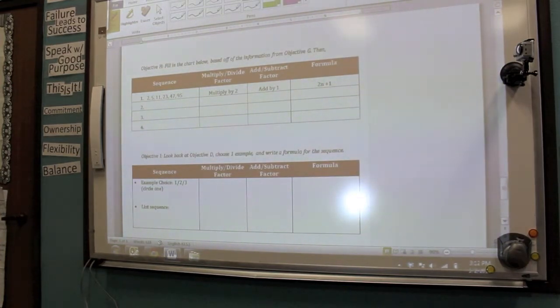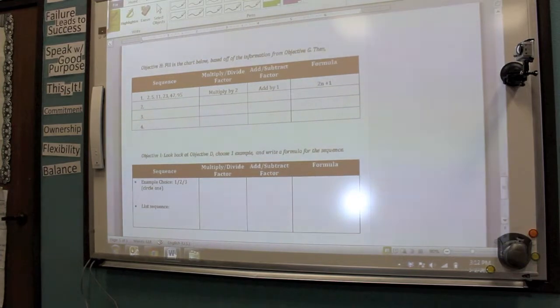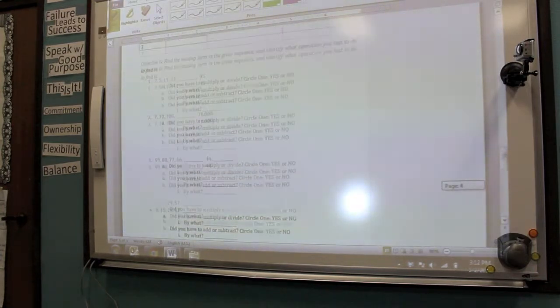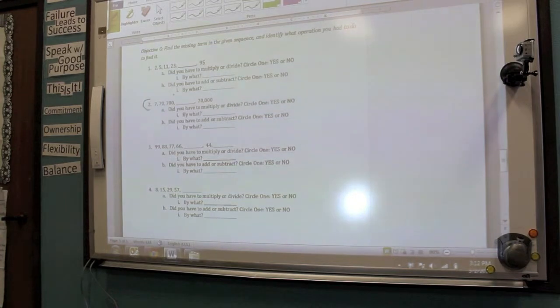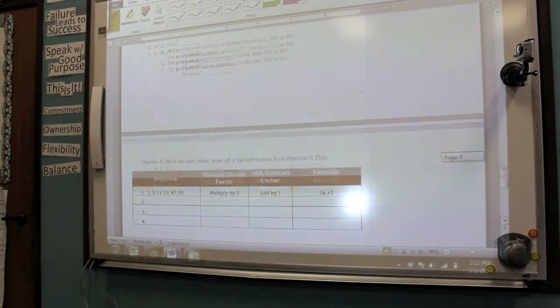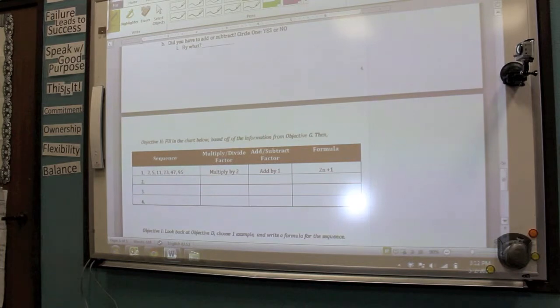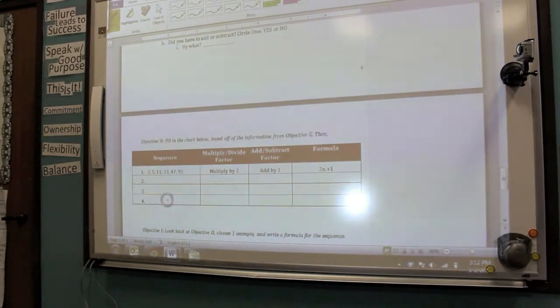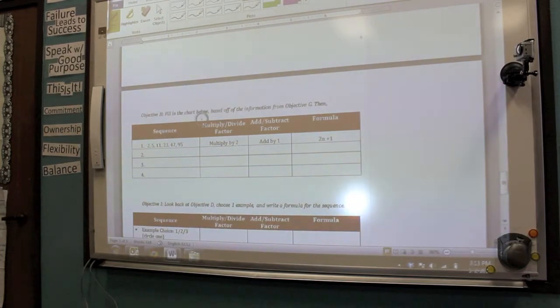For objective H, it'll say fill in the chart below based off the information from objective G. So then using objective G, they're going to use these patterns and plug the sequences back in here. So they're rewriting the sequences from objective G in here. And they're actually going to create a formula by breaking down what's being multiplied, divided, or added or subtracted. Again, this would be collaborative work.